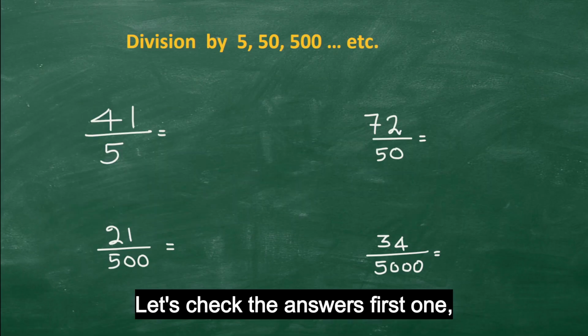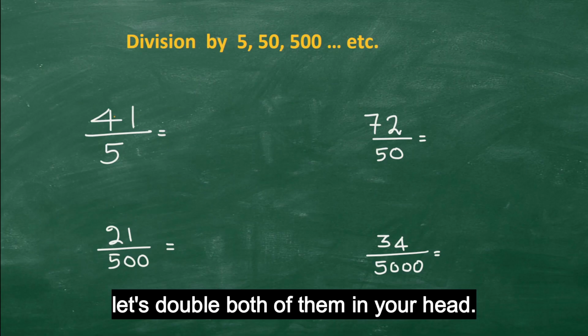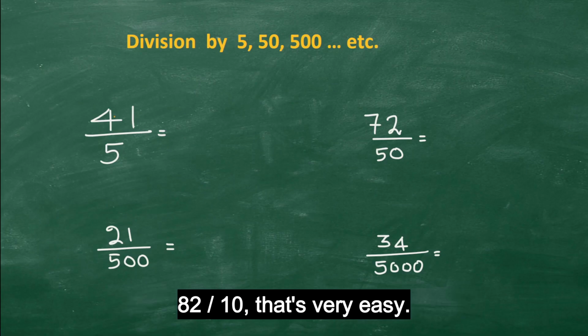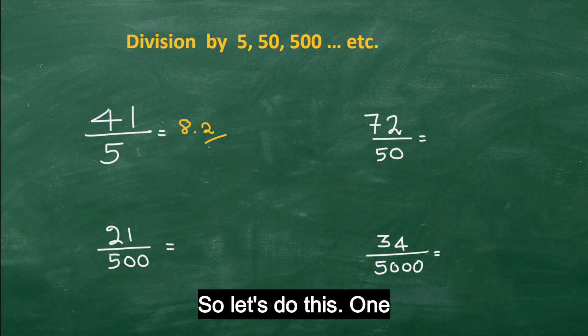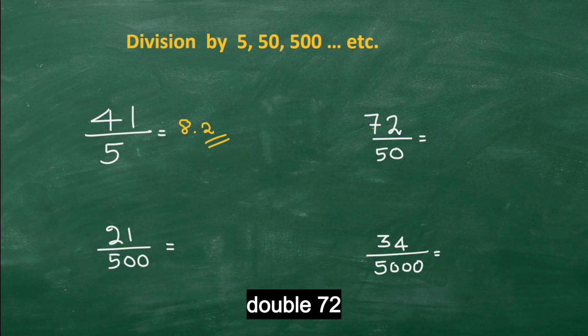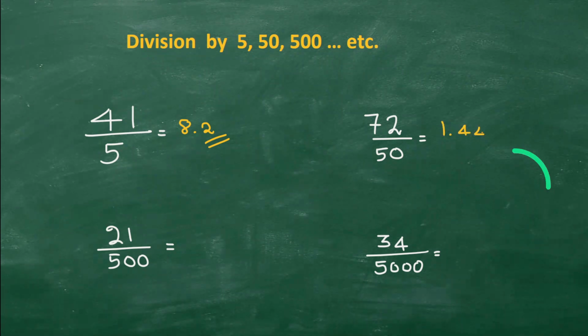Let's check the answers. First one, let's double both of them in your head. 82 divided by 10, that's very easy. 8.2, just like that. So let's do this one. Double 72 is 144 divided by double 50 is 100. That will be 1.44. Done.